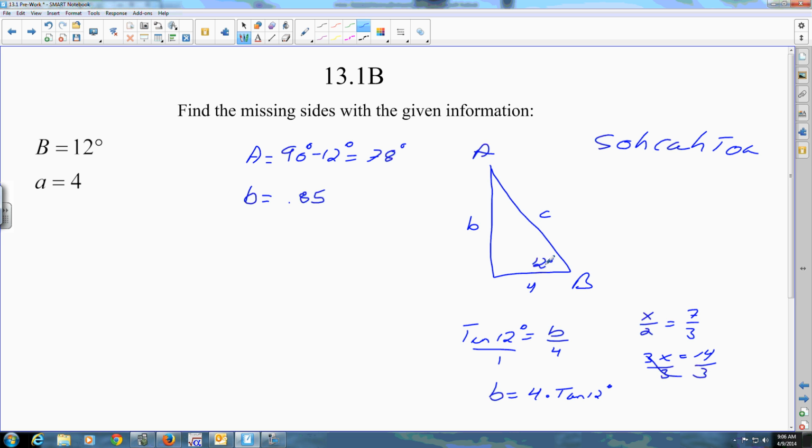Standing here, I want the hypotenuse, I know the adjacent. Hypotenuse and adjacent is cosine. So you have the cosine of 12 degrees is equal to adjacent over hypotenuse, 4 over C. Same deal as before, cross multiply. C times the cosine of 12 degrees equals 4. I need to solve for C, so I'm going to divide by the cosine of 12.